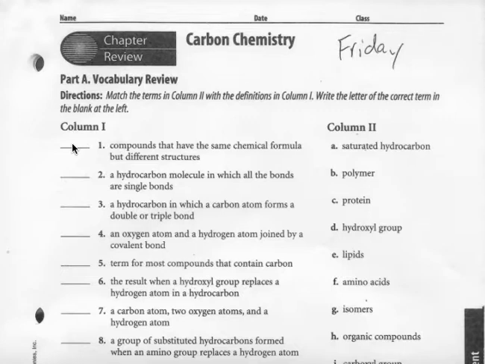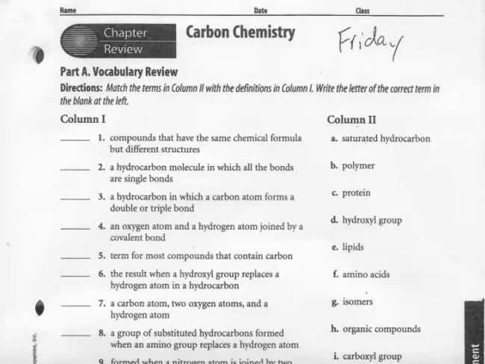Let's get started. Number 1, the compounds that have the same chemical formula but different structures are G, isomers. Number 2, a hydrocarbon molecule in which all the bonds are single bonds, a saturated hydrocarbon. Number 3, a hydrocarbon in which a carbon atom forms a double or triple bond, that would be L, unsaturated hydrocarbon. Number 4, an oxygen atom and a hydrogen atom joined by a covalent bond, that is D, hydroxyl group.